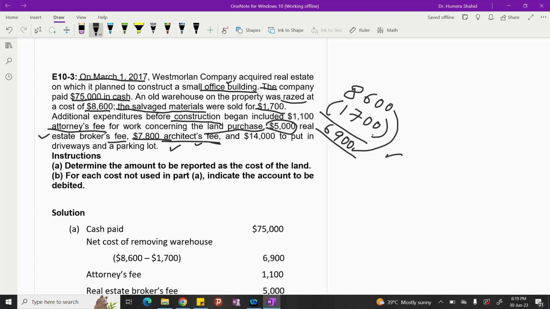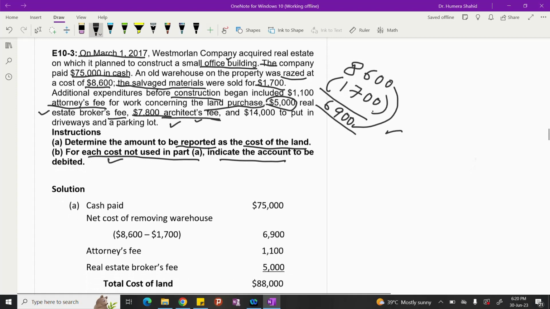So let's figure out what is the requirement of the question. Instruction says to determine the amount to be reported as the cost of land. We only need to calculate the cost of the land in part A. In part B, they say for the cost not used in part A, indicate the account to be debited. So they also want us to tell the names of each and every cost. So let's calculate the cost of the land.